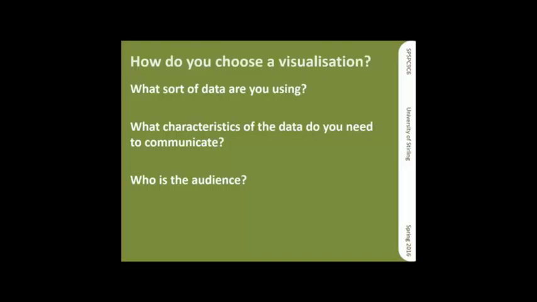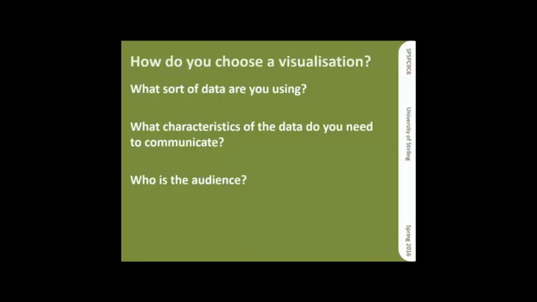Secondly, you want to think about what characteristics of the data do you want to communicate? Are you trying to communicate the absolute value of something, the total amount of carbon, or the number of people using Twitter? Or are you trying to communicate something relative? What percentage of Twitter users are female? How does the amount of carbon we've emitted compare to the amount that's left in the ground? And you're wanting to make a comparison between quantities or a relative message rather than absolute.